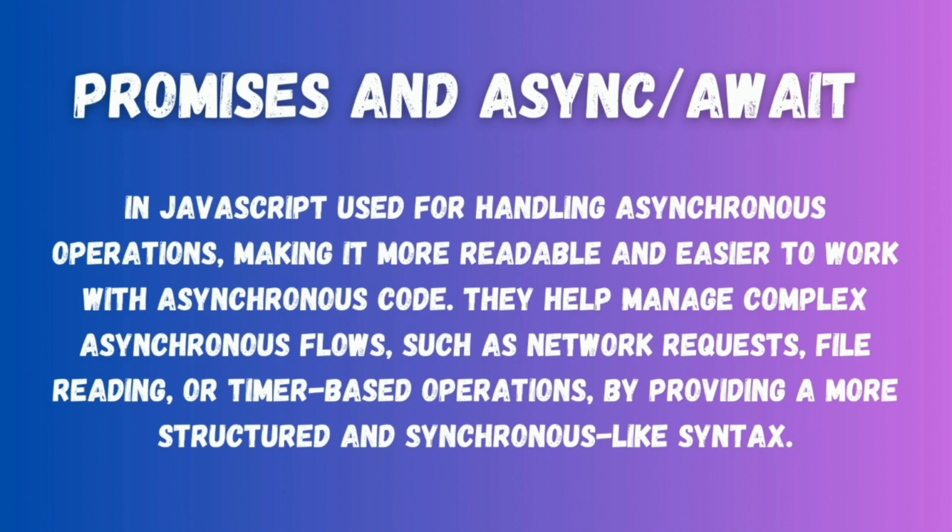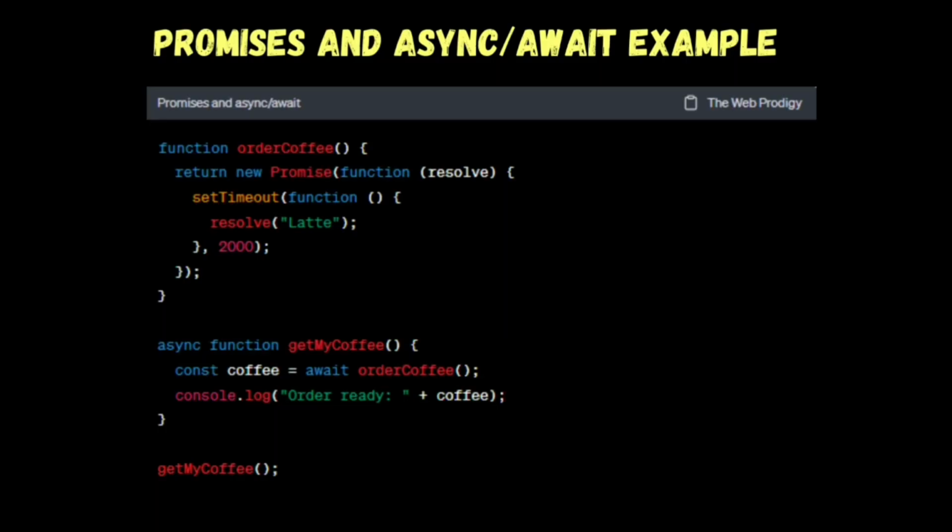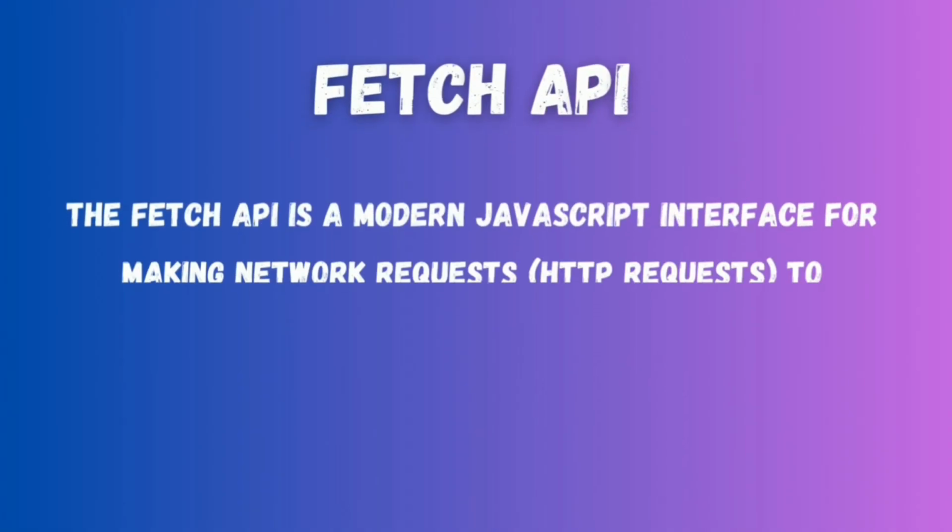For your better understanding, I am going to explain it with the help of an example. Just look at my screen, there is an example of promises and async/await. With promises and async/await, you can write code that looks synchronous but behaves asynchronously. Your coffee is ready when it's ready. No callbacks needed.